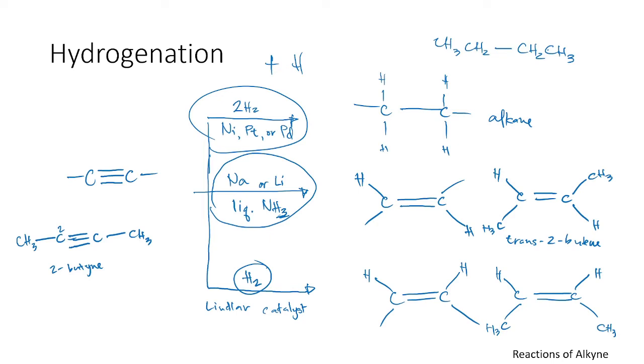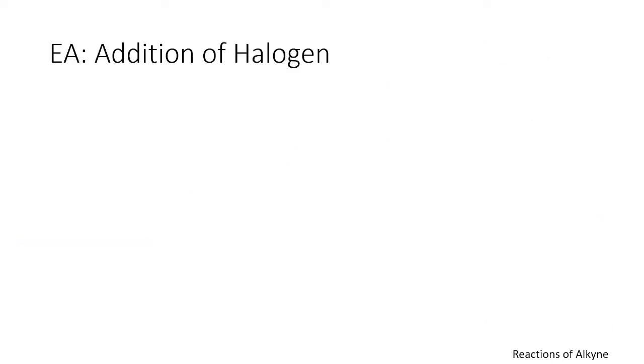Okay, so let's move on to our electrophilic addition. As you may have remembered, we have the three types of electrophilic addition, wherein we will be adding halogens, adding hydrogen halides, and also hydration, or the addition of water. So first, let's discuss our addition of halogens.